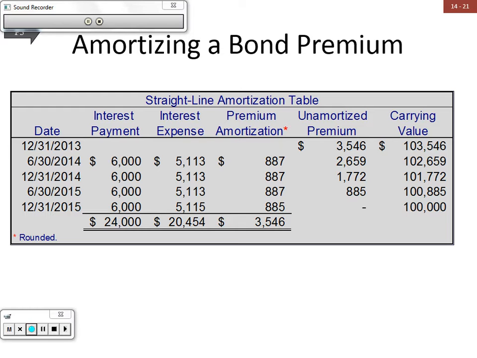Okay, so you have unamortized starting off at $3,546. That's the full premium. If we subtract the premium amount of $887 from that, we get a new unamortized of $2,659. Also, we subtract that $887 from $103,546, and we get a new carrying value of $102,659. You keep doing that down, just like we did the discount method, to get back down to the bond carrying value.